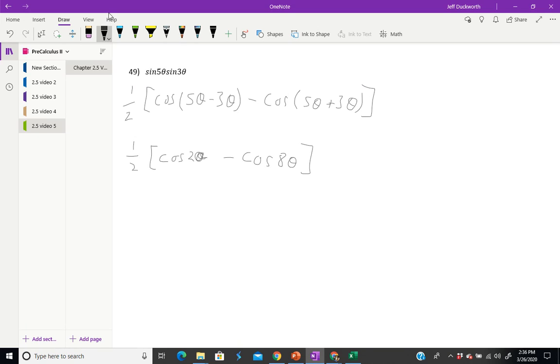And we're done. And again, please, if you decide to distribute the 1/2, leave the 1/2 in front of the cosines. Don't multiply it by the 2 theta part. Those are functions. That doesn't work. So if you wanted to rewrite this, it could be 1/2 cosine of 2 theta minus 1/2 cosine of 8 theta.